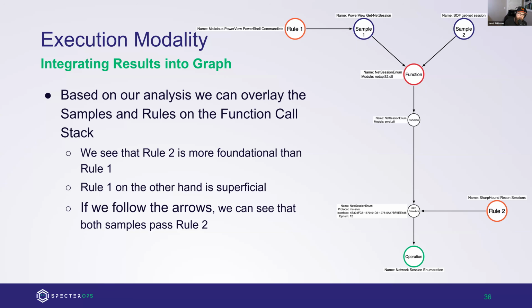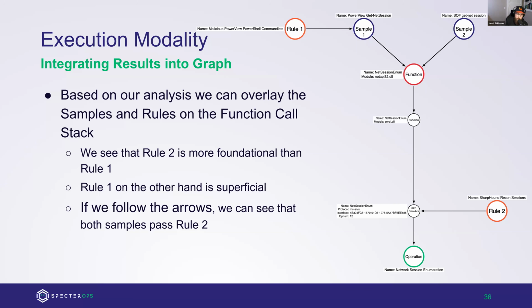And so the idea here is we use this function call stack to understand the different entry points, or the different functions, that attackers have access to in order to implement a procedure. And we see that no matter how they choose to implement it, they're always going to call that RPC procedure. That means rule 2 is a more foundational level detection, and therefore is going to be more comprehensive in its ability to detect this particular procedure, right?